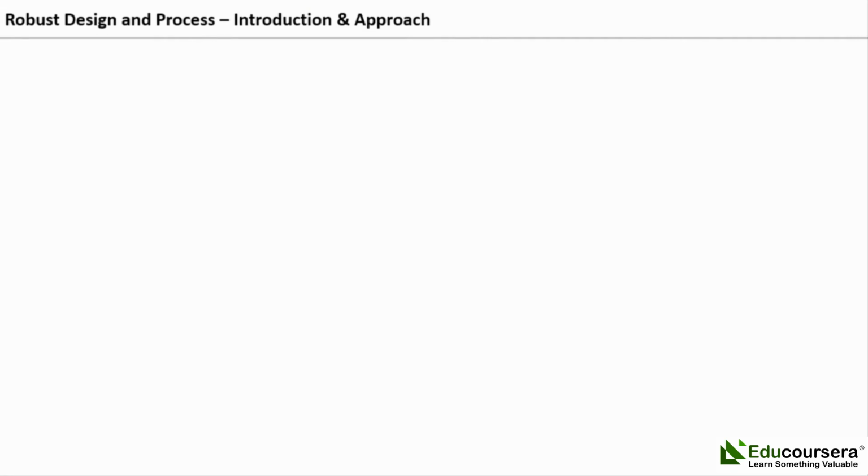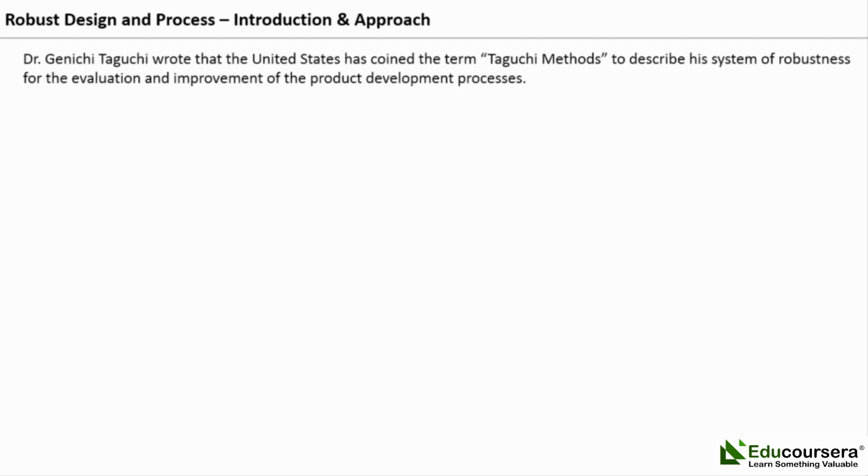Robust design introduction. Dr. Genichi Taguchi wrote that the United States has coined the term Taguchi methods to describe his system of robustness for the evaluation and improvement of the product development processes. He has stated that he preferred the term quality engineering to describe the process. Other authors have used robust design or robust engineering to describe the process. Any of the above-mentioned terms can be used. Quality engineering will be the term used when material is referenced from Taguchi's text or articles. In this section, robust design will be the main term of choice. Robust design approach.